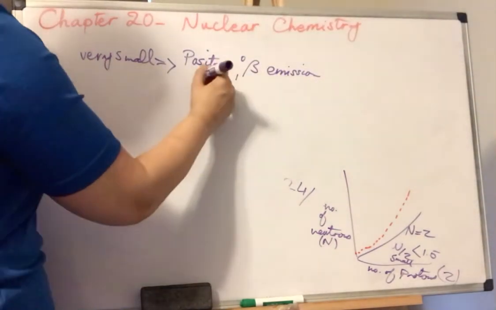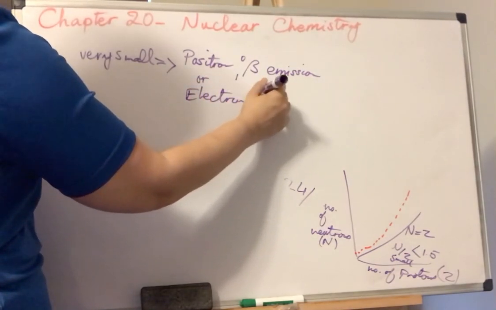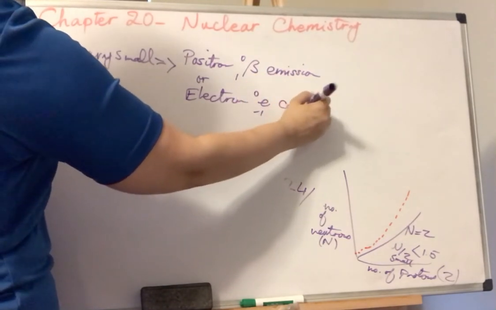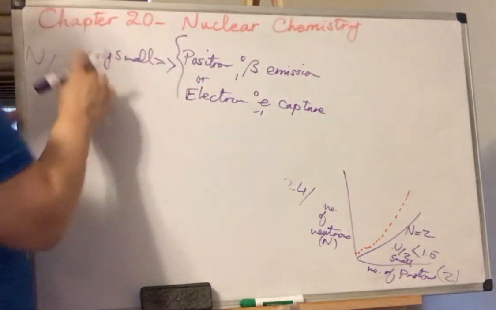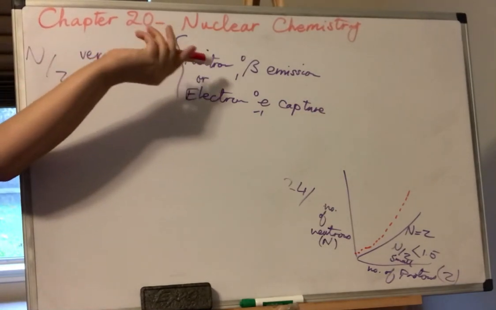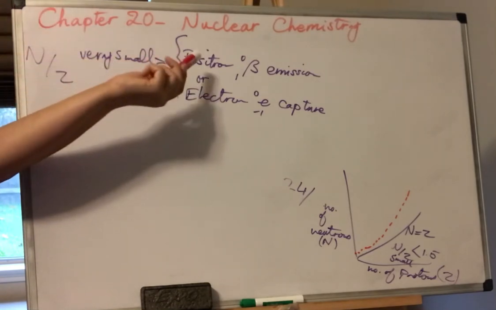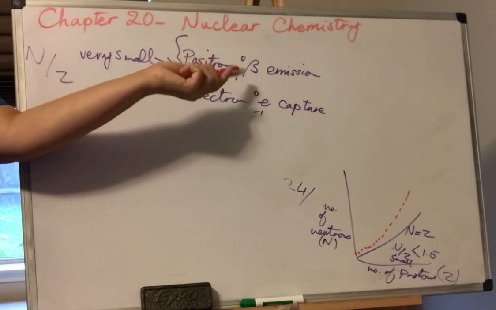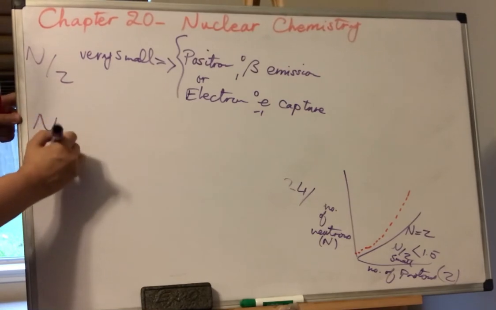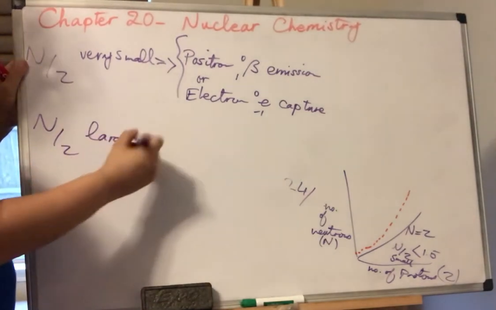Or electron capture. So atoms with this very small N to Z ratio tend to go under these types of nuclear reactions: either emit a positron or capture an electron. But when N over Z is large, then you normally have beta emission.